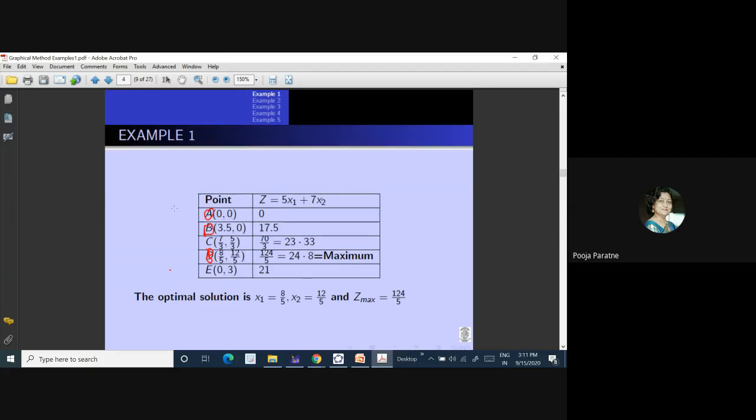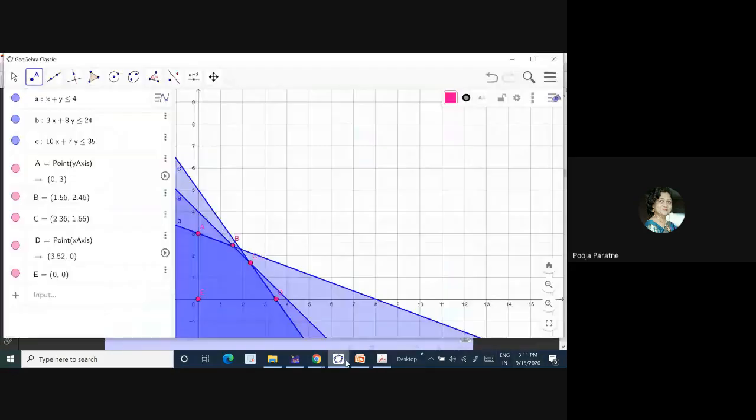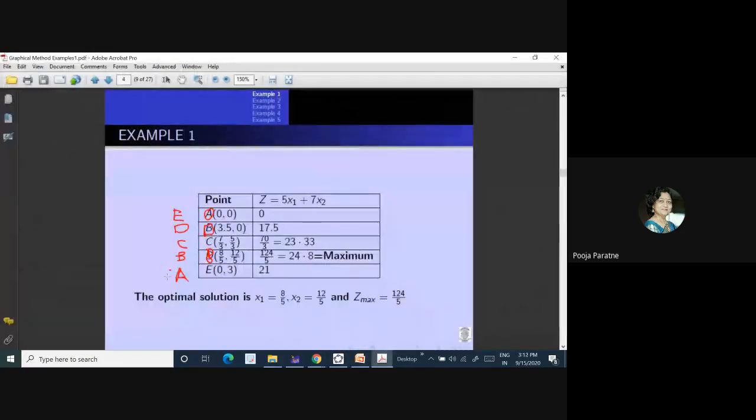So actually here this is point E. This is point D. This is point C. This is point B. And this is my point A. From the graph, you can check it here. Look, A is (0, 3), B is the point of intersection that we changed now. D is actually (3.5, 0) and E is the origin. Okay. Now make this type of table.